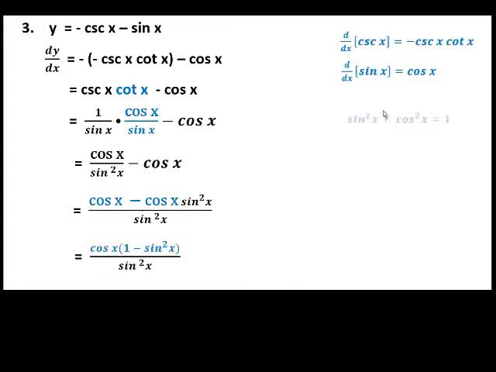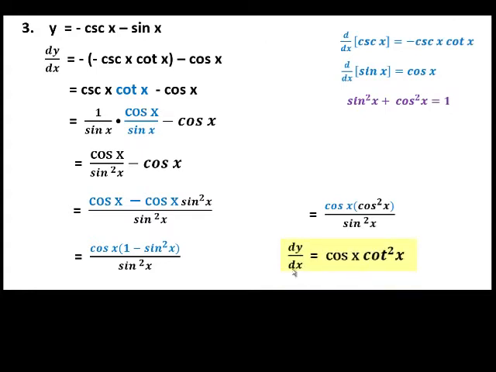From the Pythagorean theorem, if we solve for cosine squared x, we come up with this expression. So substitute. Then express cosine squared x over sine squared x in terms of cotangent. So this is the derivative of our function dy dx.